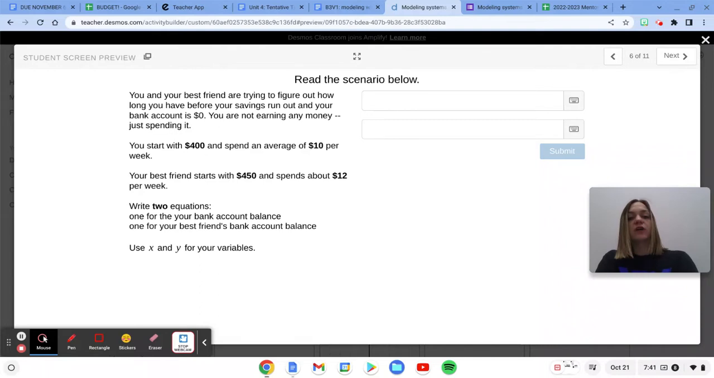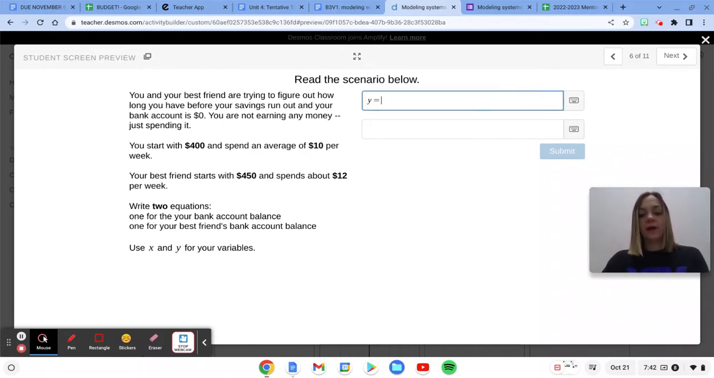You start with $400 and spend an average of $10 per week, and your best friend starts with $450 and spends about $12 per week. Write two equations, one that represents your bank account balance and one that represents your best friend's bank account balance.